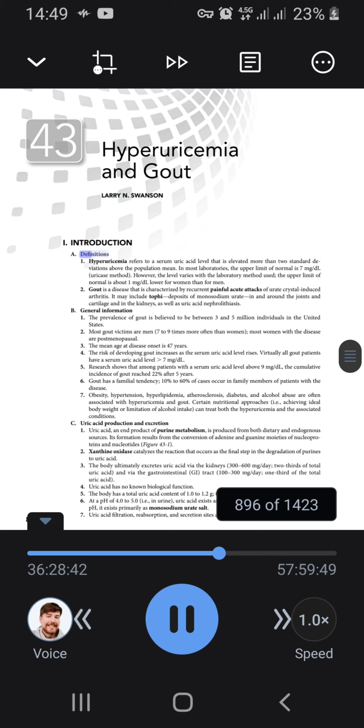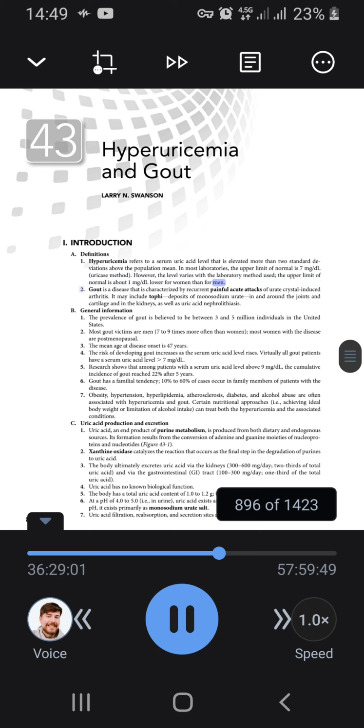Definitions. 1. Hyperuricemia refers to a serum uric acid level that is elevated more than 2 standard deviations above the population mean. In most laboratories, the upper limit of normal is 7 mg/dL by the uricase method. However, the level varies with the laboratory method used. The upper limit of normal is about 1 mg/dL lower for women than for men.